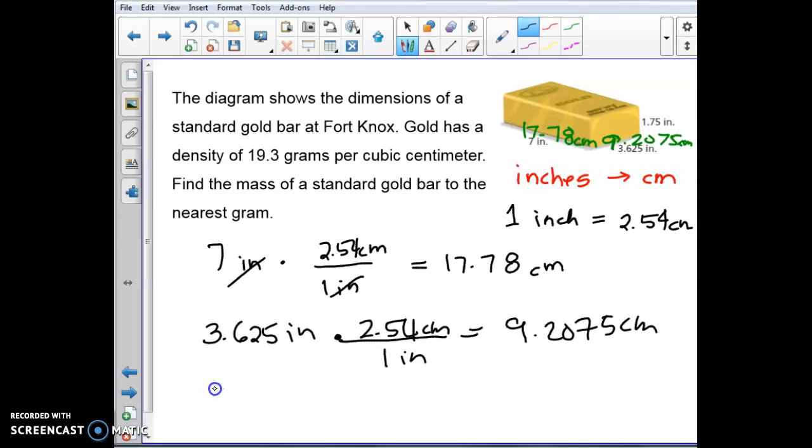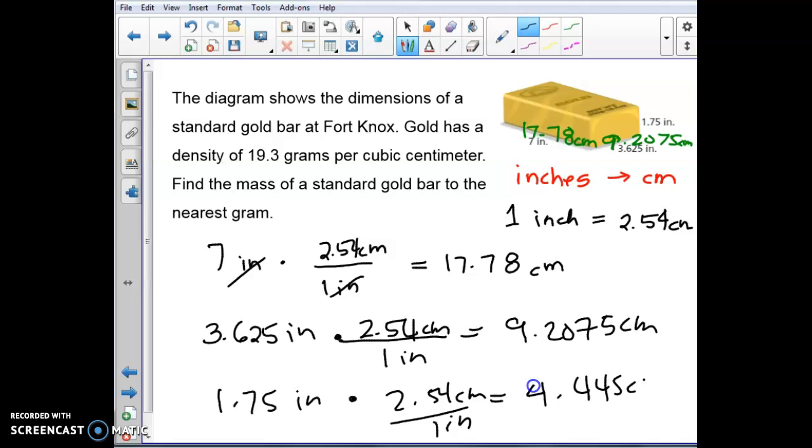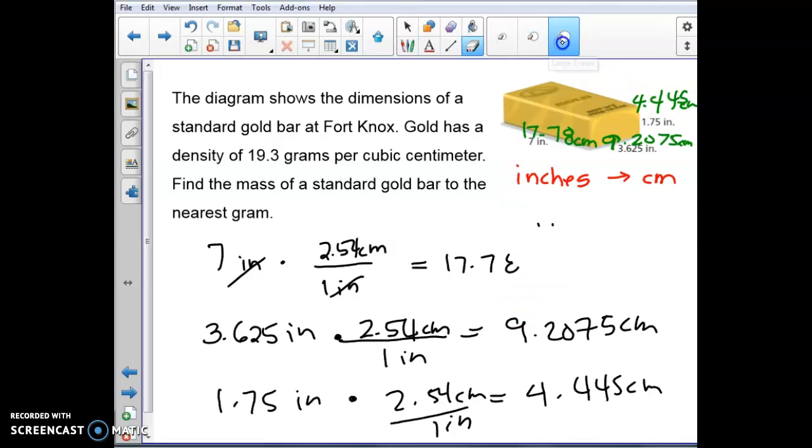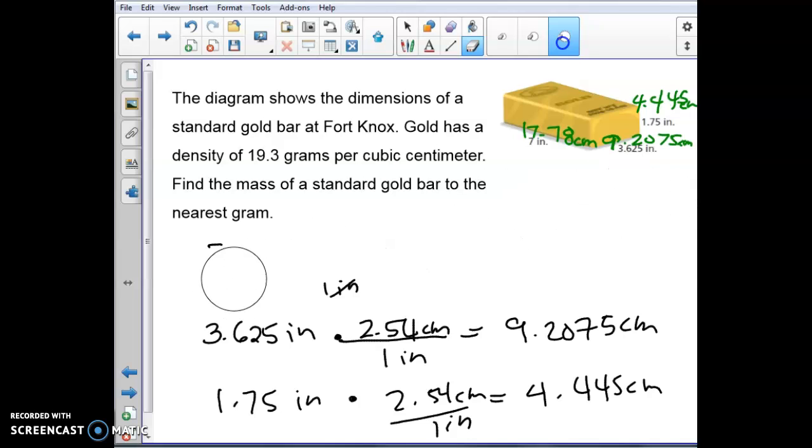One last. We need to change the height of the prism. 1.75 inches multiplied by 2.54 centimeters over 1 inch. So that will be, double check my calculation, 1.75 will be 4.445 centimeters. Okay, so now let's take this out of the way so we can have more space.